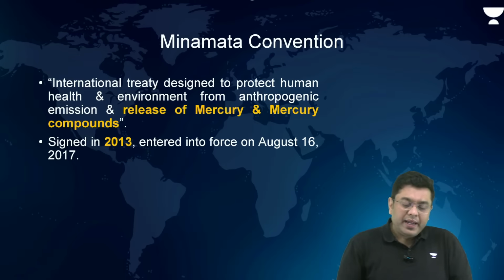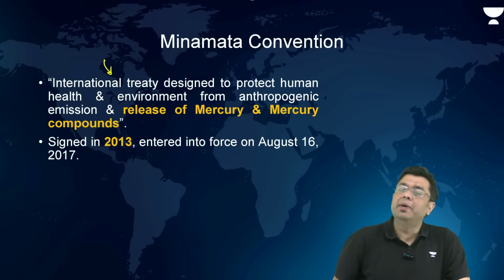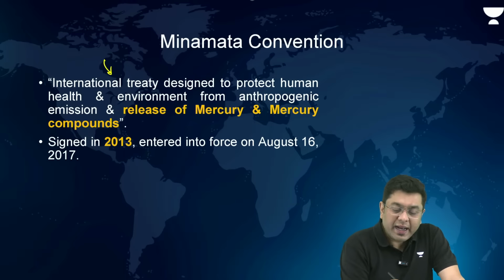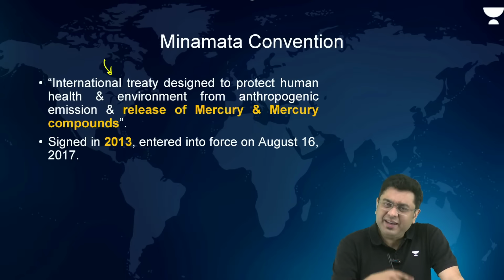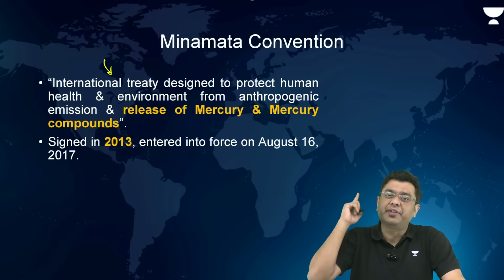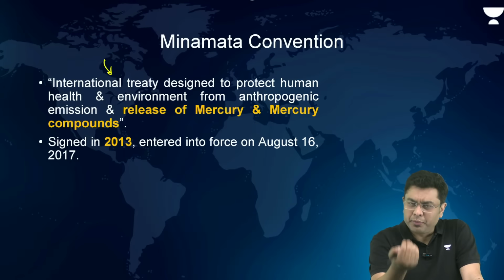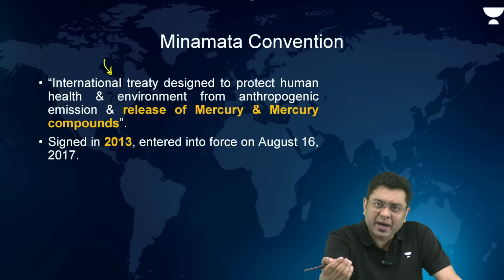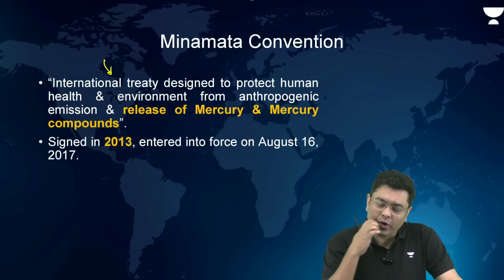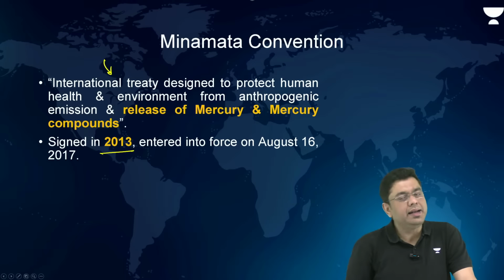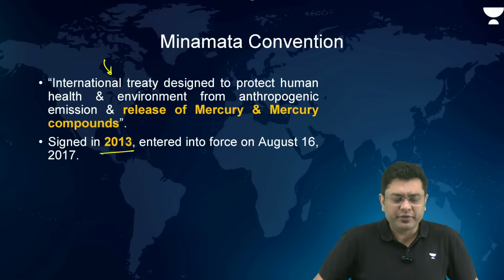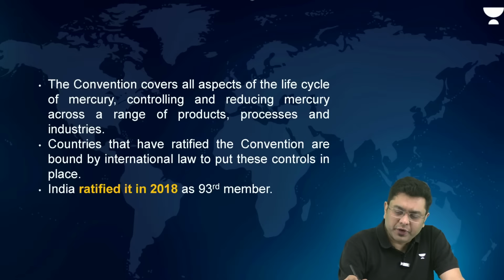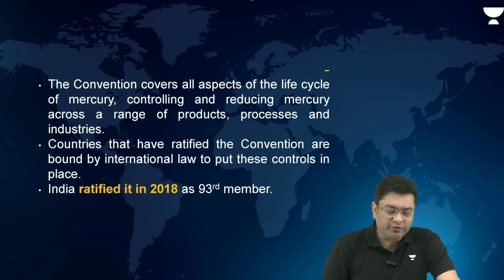So, this is an international treaty designed to protect human health in general and the environment from anthropogenic release of mercury. It covers the entire life cycle of mercury, that is production, usage, marketing, consumption, and so on. Signed in 2013, entered into force in 2017. India is definitely a member of that. Okay. So, the convention covers all aspects of the life cycle of mercury.